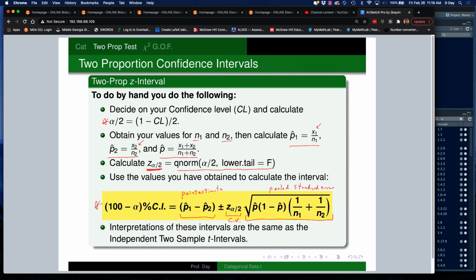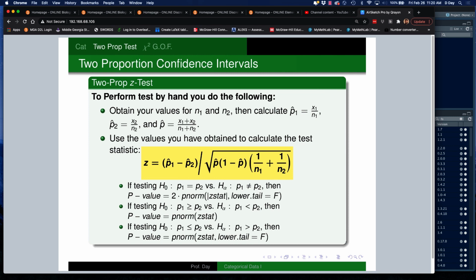And then, of course, interpretation of these intervals is very similar to our 2-sample t-intervals, so you can use that cheat sheet for these as well, except that instead of referencing the mean here, you reference the population proportion rather than the mean, because we're dealing with proportions instead of means here, so we want to keep that in mind. Okay.